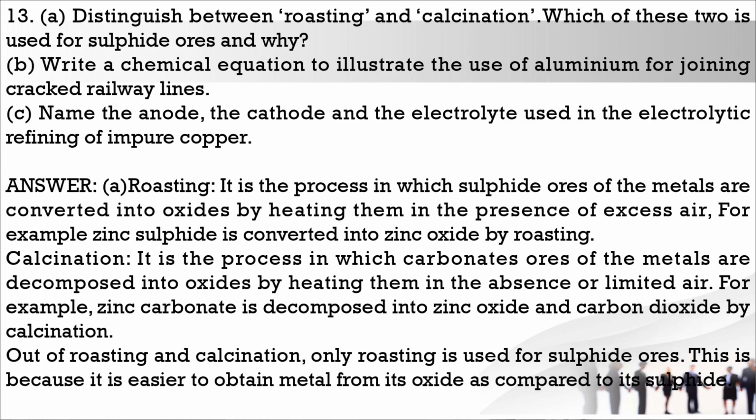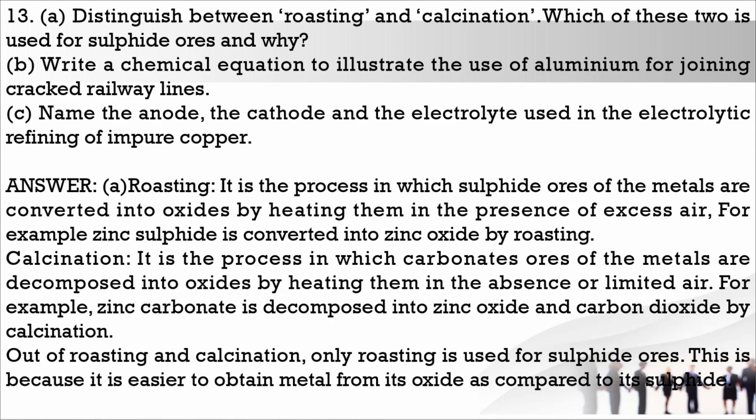Question 13a. Distinguish between roasting and calcination. Which of these two is used for sulfide ore and why? B. Write chemical equation to illustrate the use of aluminum for joining cracked railway lines. C. Name the anode, cathode, and electrolyte used in electrolytic refining of impure copper.